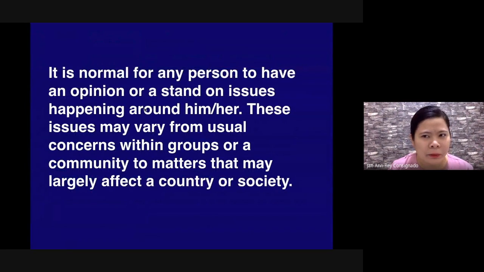It is normal for any person to have an opinion or a stand on issues happening around him or her. These issues may vary from usual concerns within groups or a community to matters that may largely affect a country or society.